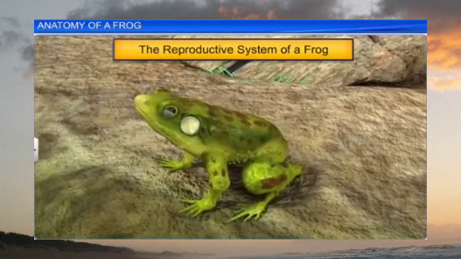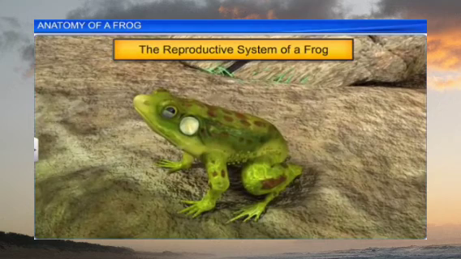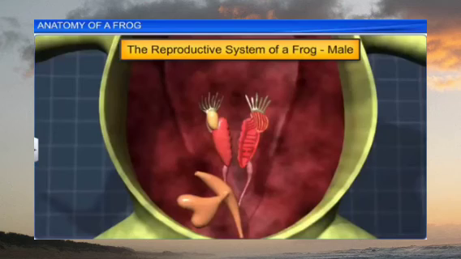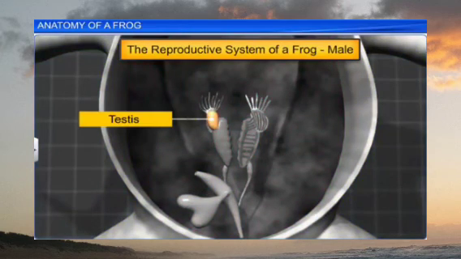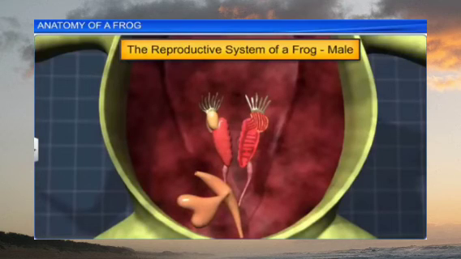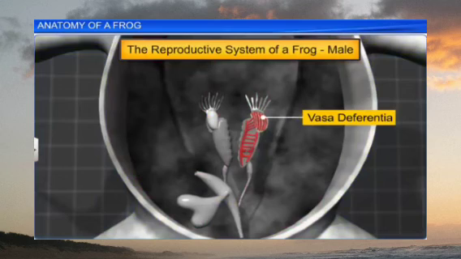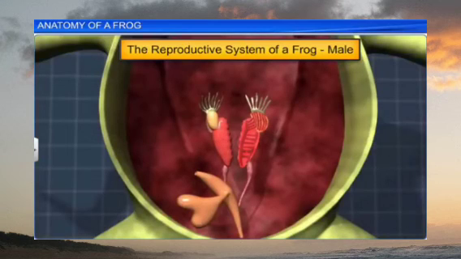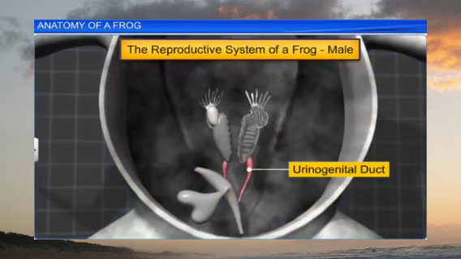Finally, let's learn about the reproductive system. Frogs are unisexual animals with well-developed male and female reproductive systems. The male reproductive system consists of 2 yellowish ovoid testes, which are attached to the upper part of the kidneys by the mesorchium. From each testis arise 5 to 6 vasa deferentia that enter the kidneys and open into the Bidder's canal. The vasa deferentia finally join the urogenital duct and open into the cloaca.